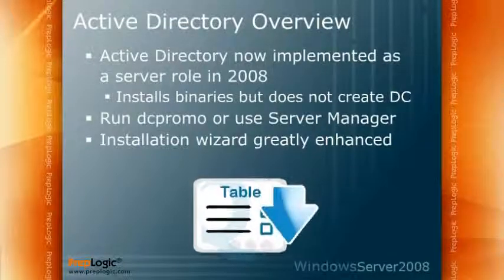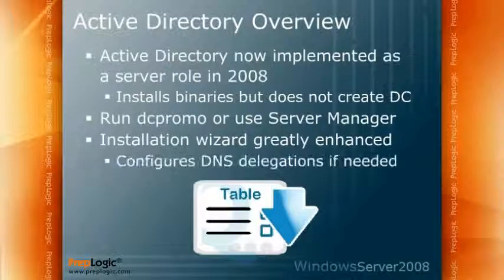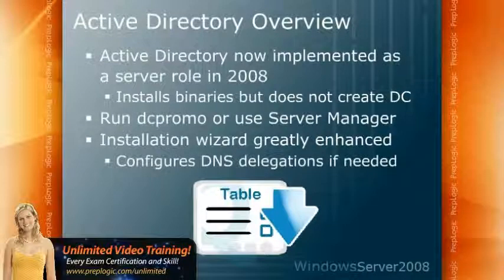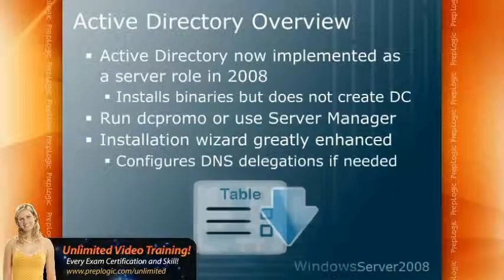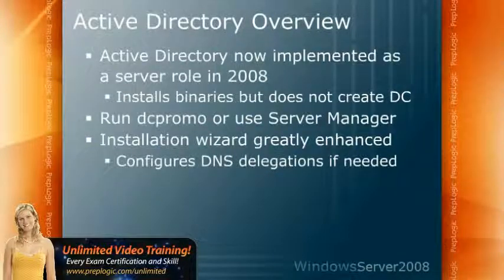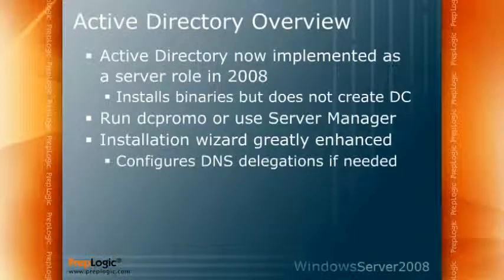As with previous versions of the installation wizard, it can go ahead and install and configure DNS for you, but a new feature of the installation wizard is that it can also configure DNS delegations if they're needed. Now, DNS delegations come into play when you're setting up a child domain. If you already have an Active Directory domain up and running and you're trying to create a child domain, the installation wizard can create that child DNS zone automatically, so you don't have to worry about that. That was one area where a lot of times networks would get into trouble, with creating the proper DNS delegations to make this all work.